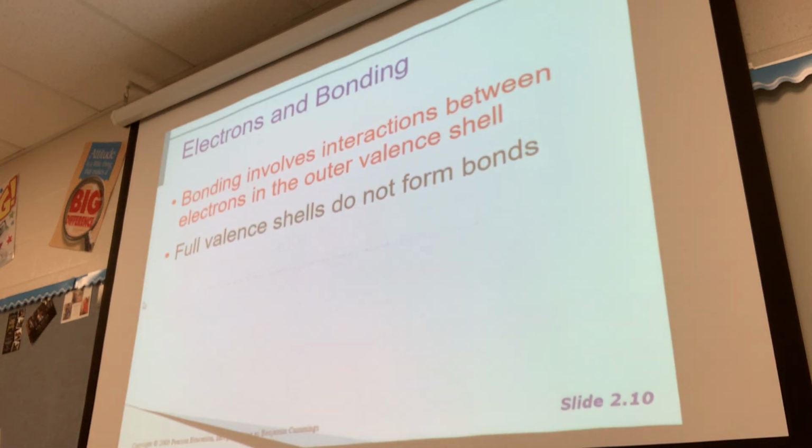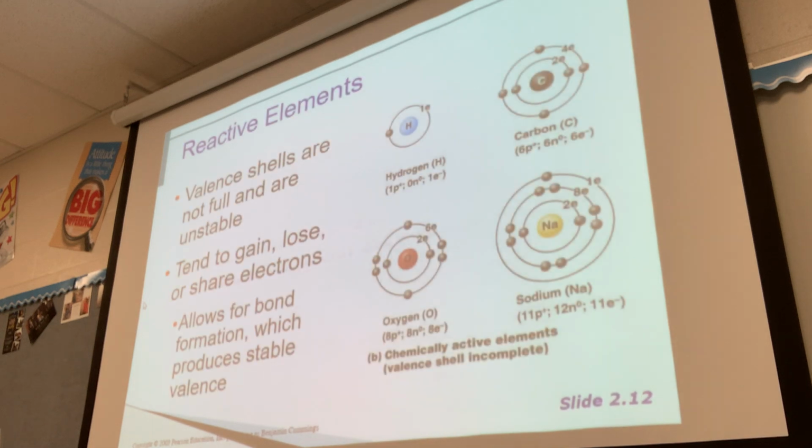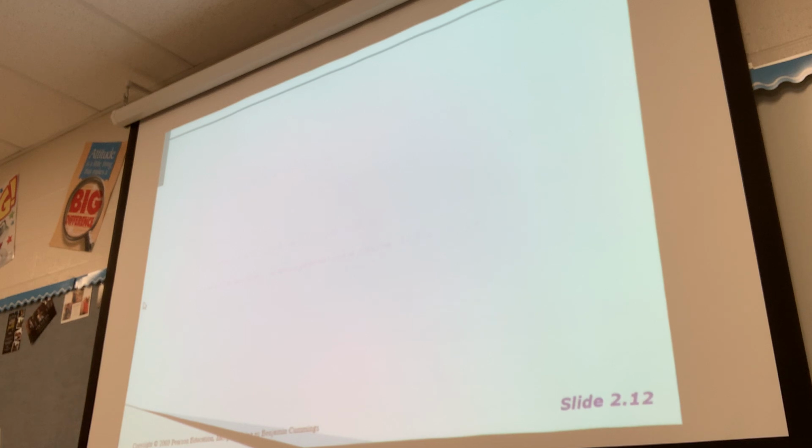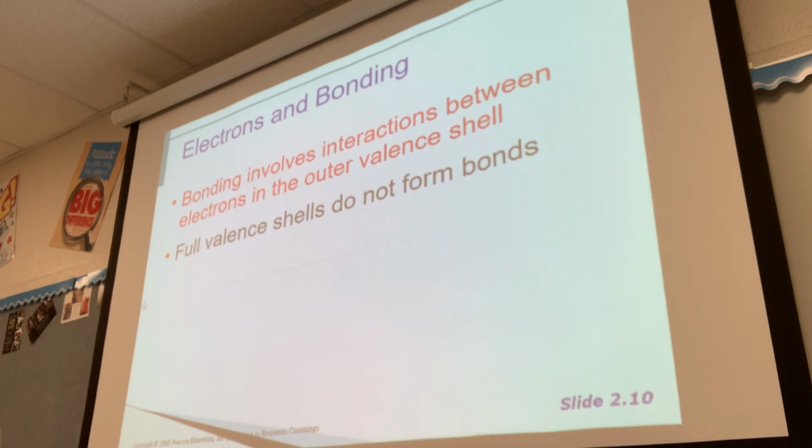So bonding involves the interaction between the electrons and the outer valence shell. So the outermost shell, the electrons spin around the protons and the neutrons that are in the center, and there are different electrons in different shells. And if a shell gets full, oops, sorry, I didn't mean to hit that. If a shell gets full, then the electrons go to the next shell, and it kind of keeps going on like that. So the atoms like to have full shells of electrons.